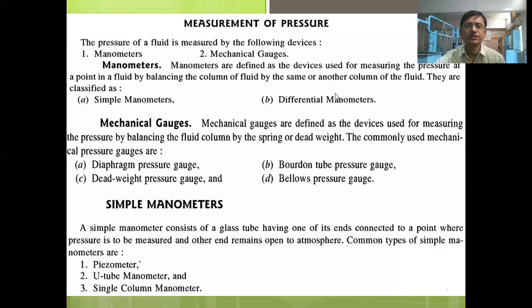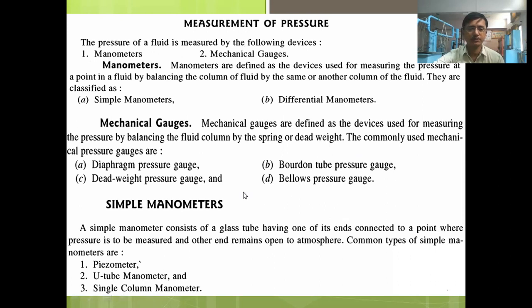In the last lecture, we started the measurement of pressure, and we saw various types of pressure measuring instruments. Broadly, we classified them as manometers and mechanical gauges. In manometers, we saw two classifications: simple manometers and differential manometers. In mechanical gauges, we saw four types: diaphragm pressure gauge, Bourdon tube pressure gauge, deadweight pressure gauge, and bellows pressure gauge.